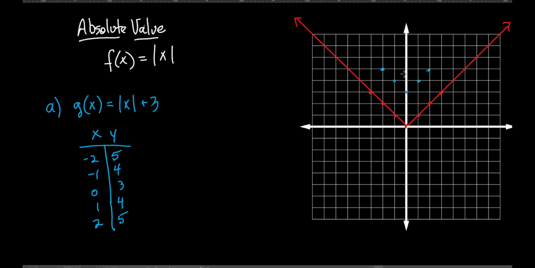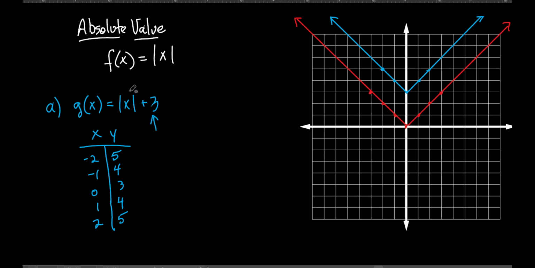So check this out. This looks like this. Okay? Still has that V to it, doesn't it? But now it starts at a different place. Instead of starting at 0, 0, where does it start? At 0, 3. So what do you think that plus 3 did to the blue graph compared to the red graph? It shifted it where? It shifted it up. That's it. Okay? It shifted it up.